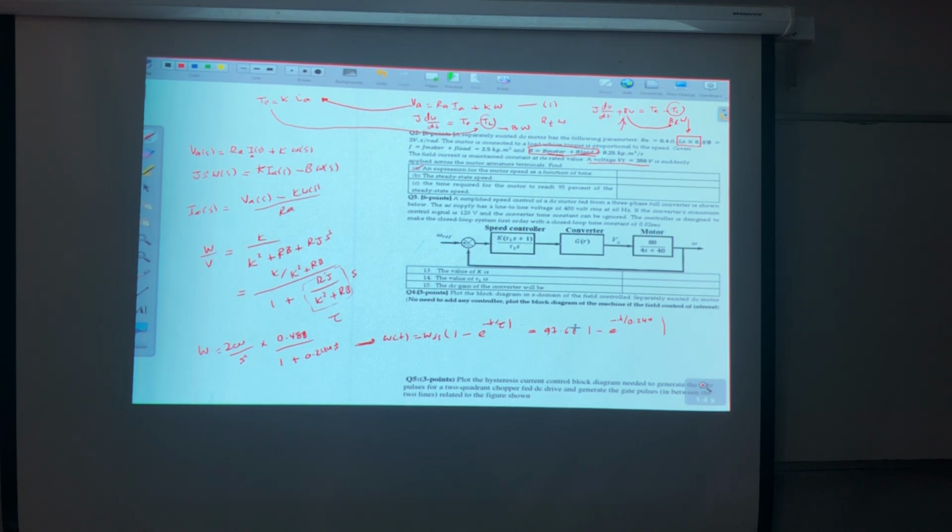The steady state speed, this one, so this will be the second one. The time required to reach 0.95 of the steady state speed, very simple. I will multiply this one by 0.95 and I will solve it. I will take the ln, and if I do so, the time will equal 0.732. Do you have any question regarding this one? No?